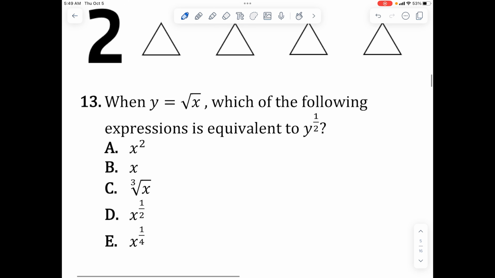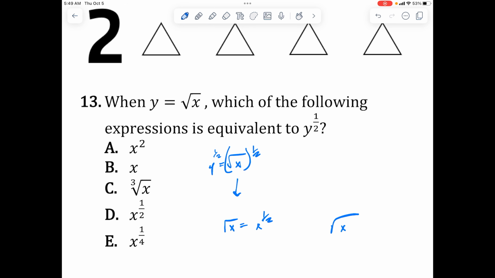When y equals square root of x, which of the following expressions is equal to y to the half? So y equals square root of x. If I do to the half of both, really, what is square root of x? Square root of x is equal to x to the half. That's just a property of exponents.